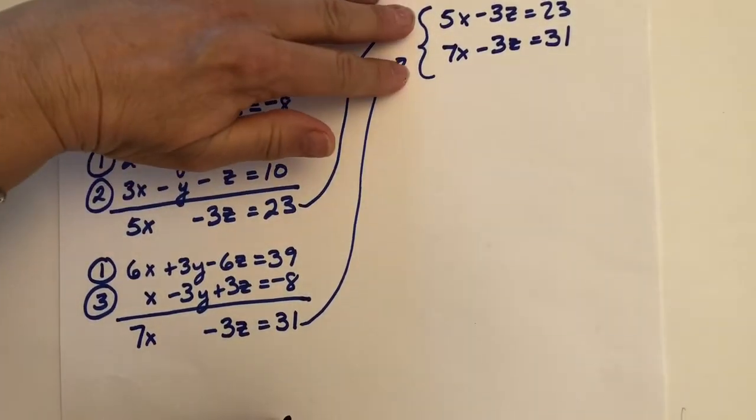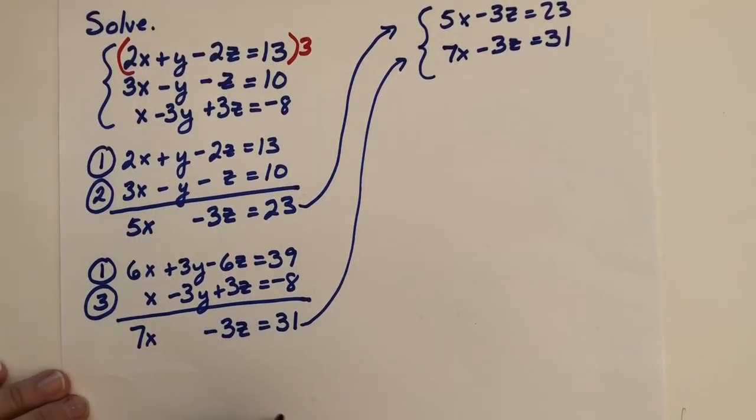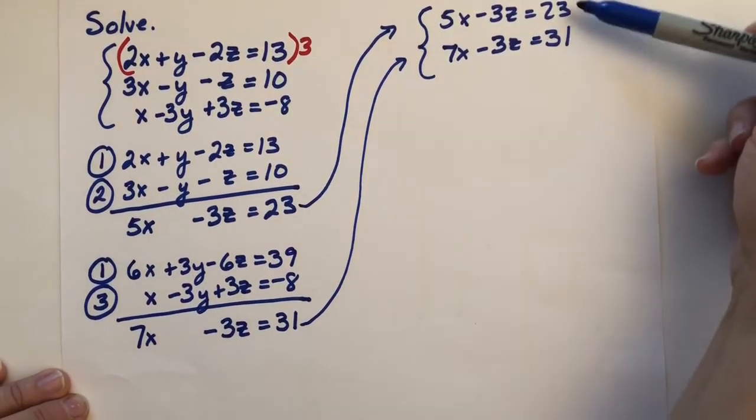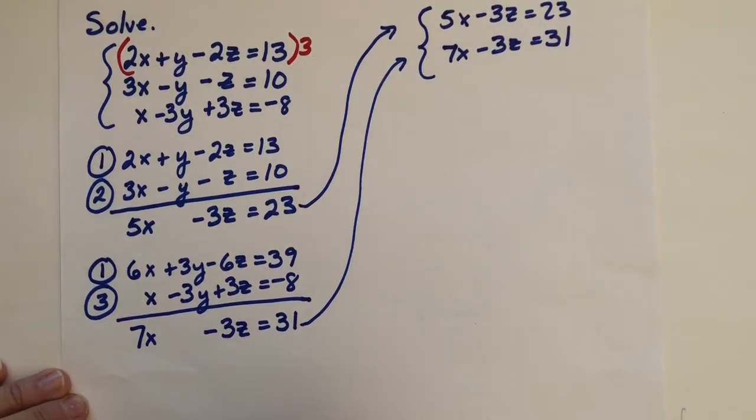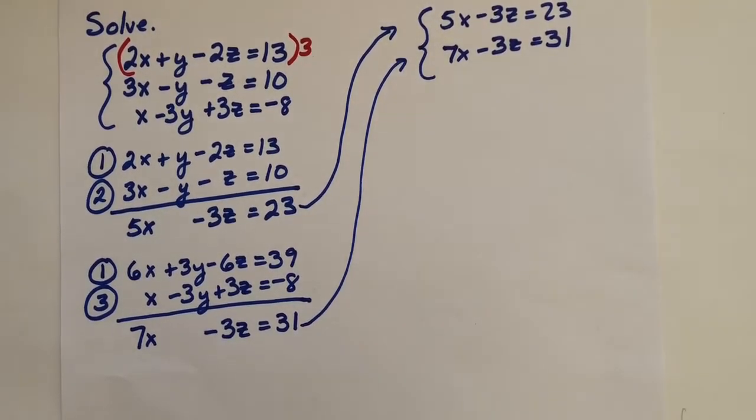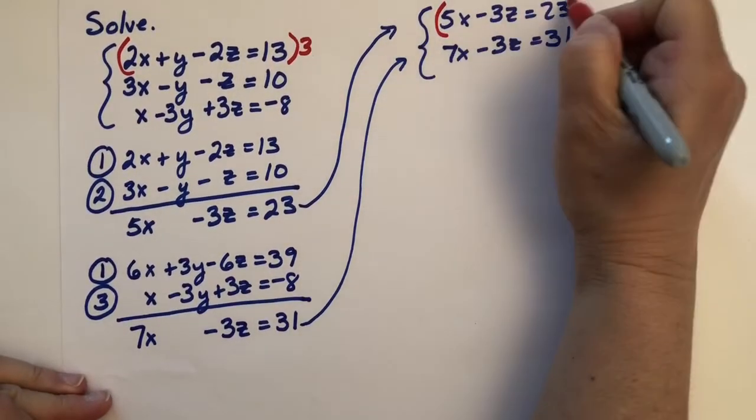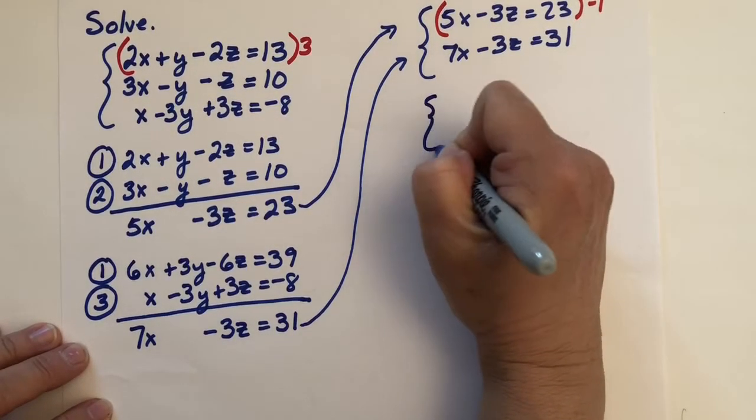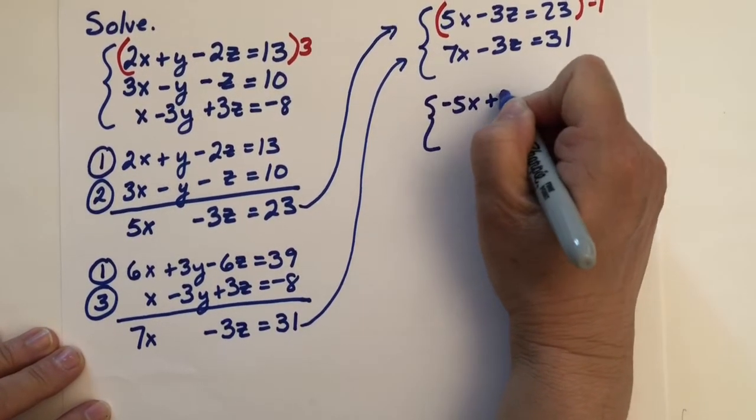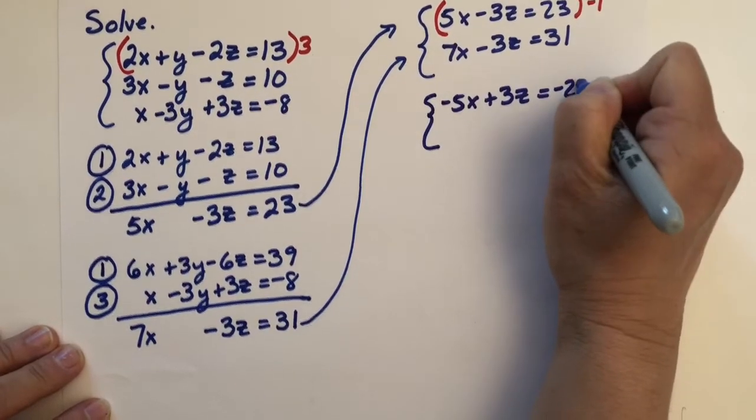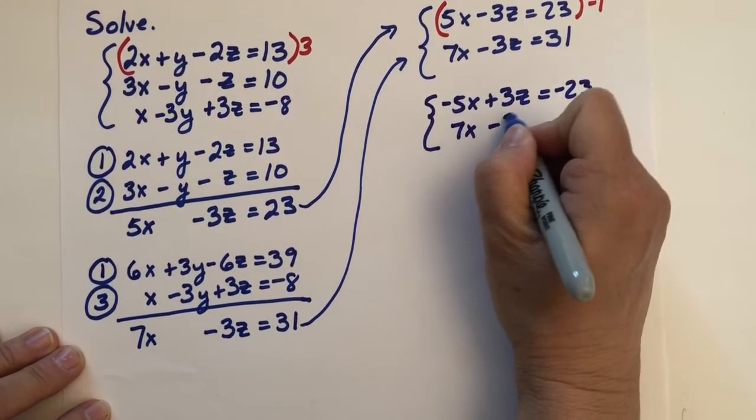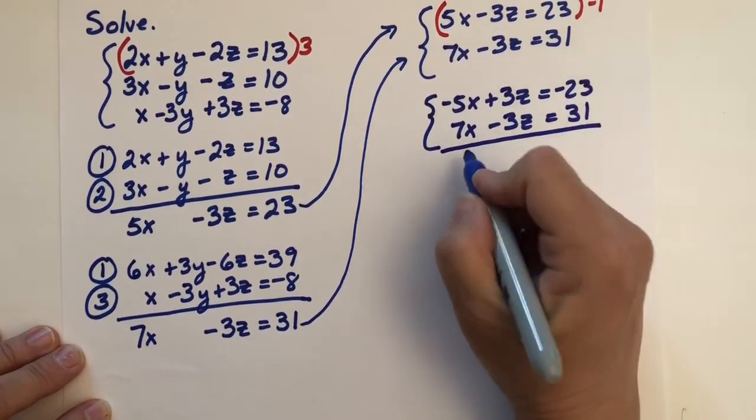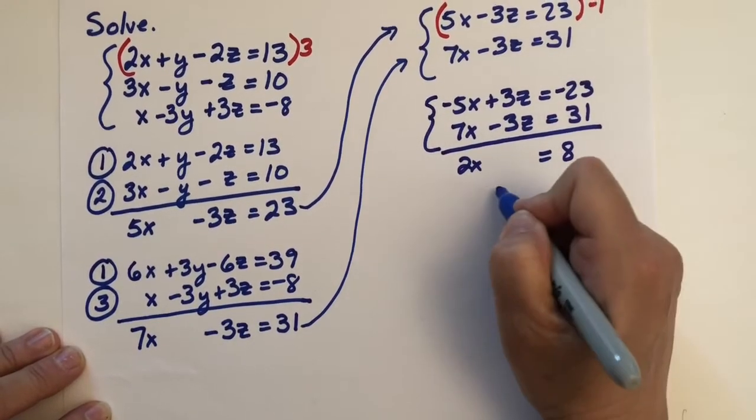And now we're solving this system. I'm going to multiply by -1 and add. It is possible to just subtract those equations. If you're comfortable doing that, that's totally valid. But I'm going to multiply by -1 and add. So we have -5x plus 3z equals -23. And 7x minus 3z equals 31. And when we add those equations, we have 2x equals 8, or x equals 4.